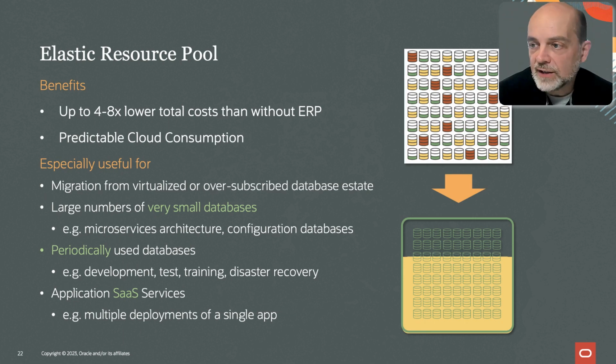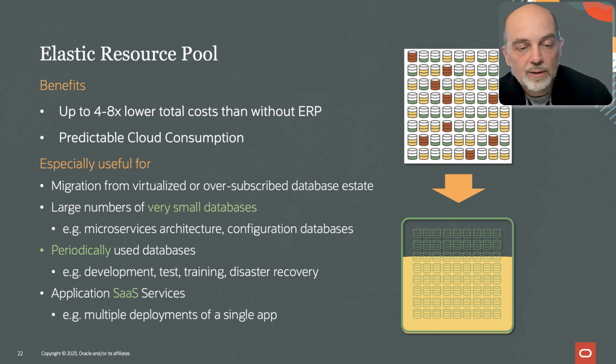So what we tend to see in the analysis that we've done is that this is 4 to 8 times lower costs than without elastic resource pools, and that really changes Autonomous Database into an extremely compelling return on investment for large-scale consolidation. So as we hope you've seen in the previous slides, we think that Autonomous Database is ready for big-time consolidation, and we've seen many customers engage with us on this. And now we've put a commercial model around that to make it equally commercially compelling.